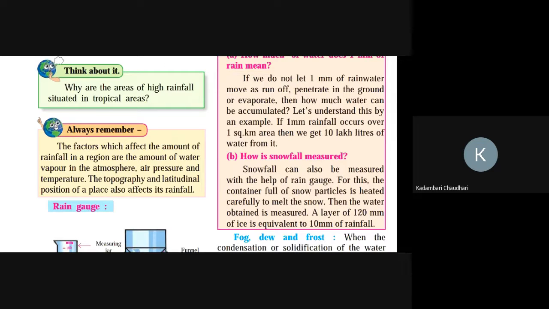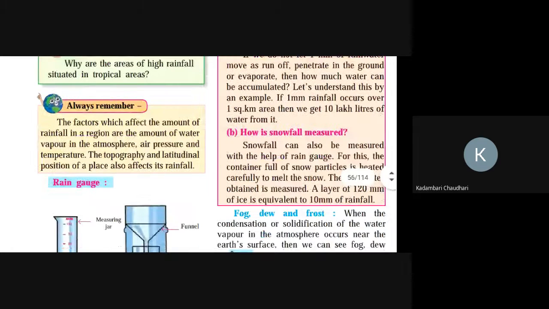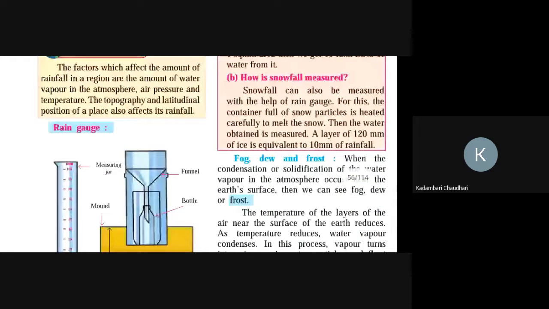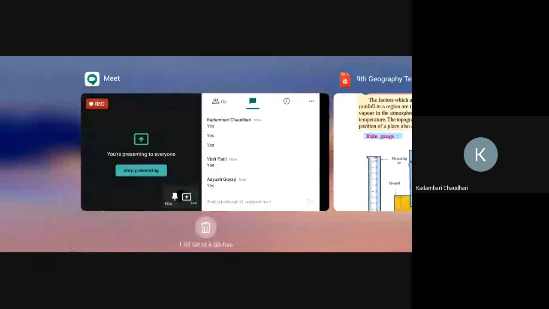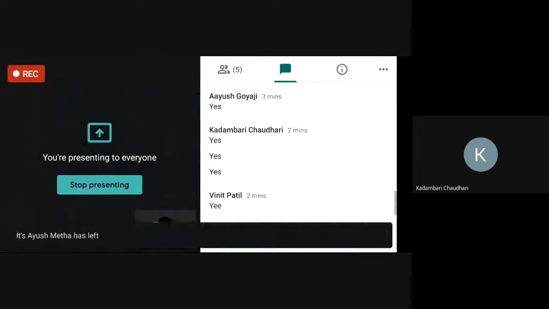That's why topography and latitudinal position are also important. Topography means height from the sea level. How is the topography? Whether it is a plain area, a hilly region, or a mountainous region. This comes under topography. So all these are the important factors that are responsible for the amount of rainfall in any particular region. So guys, do you understand it?